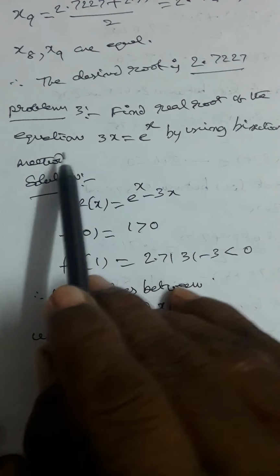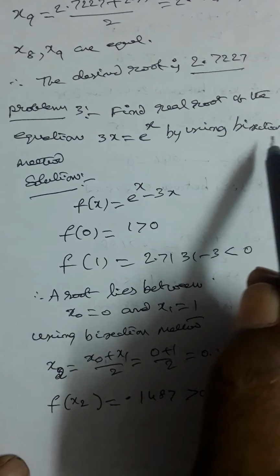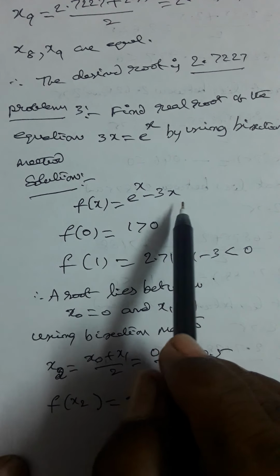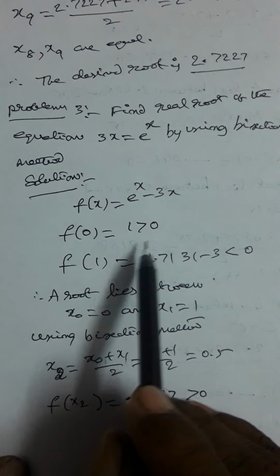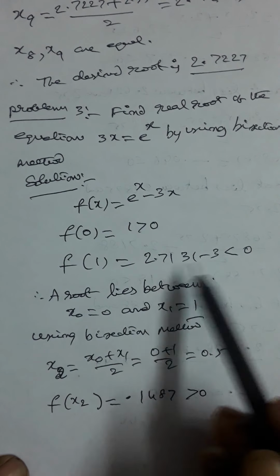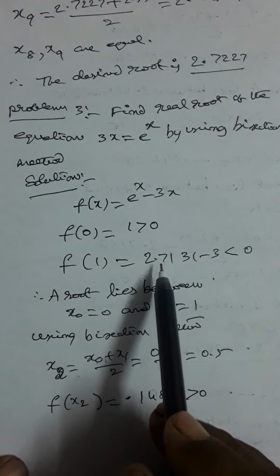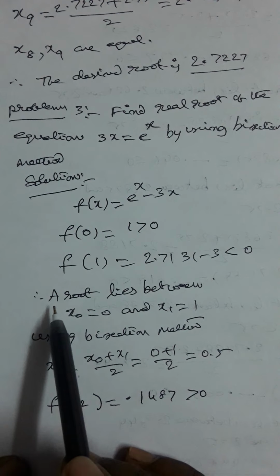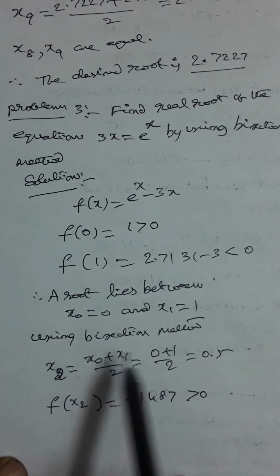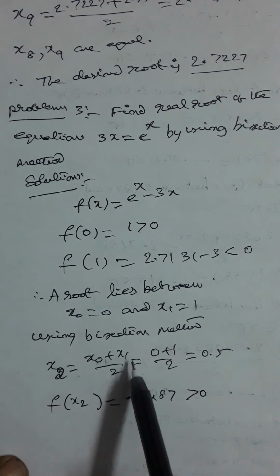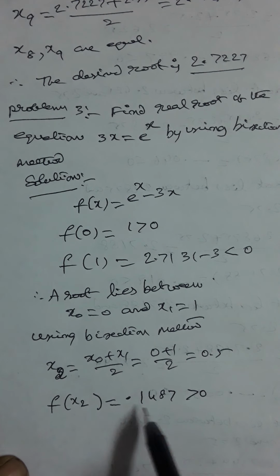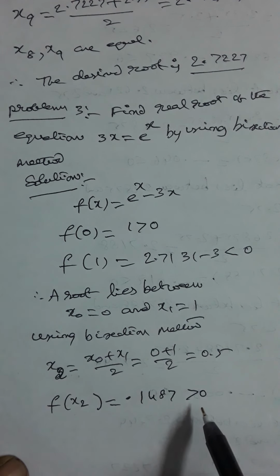Find a real root of the equation 3x is equal to e power x by using the bisection method. Solution. f of x is equal to e power x minus 3x. f of 0 is equal to 1, greater than 0. f of 1 is equal to 2.7131 minus 3, so this is negative, less than 0. Small number minus big number, negative. A root lies between x0 is equal to 0 and x1 is equal to 1. Using the bisection method, x2 is equal to x0 plus x1 by 2, so 0.5. f of x2 is equal to 0.1487, that is greater than 0.